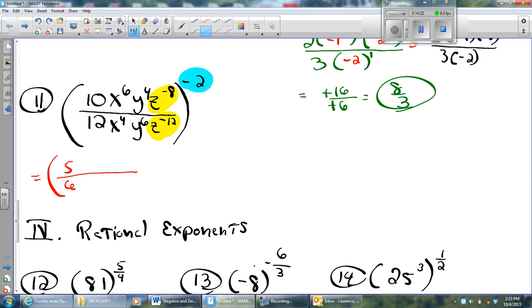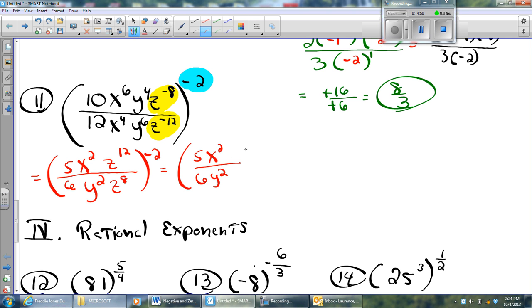x to the 6th over x to the 4th is the same as x squared in the numerator. y to the 4th over y to the 6th will be a y squared in the denominator. The z's are going to switch places. They're going to move. They're going to use the stairs. And then I have a -2. I can simplify a little bit more on the inside. 5x squared over 6y squared. Now I'm going to have a z to the 4th in the numerator.